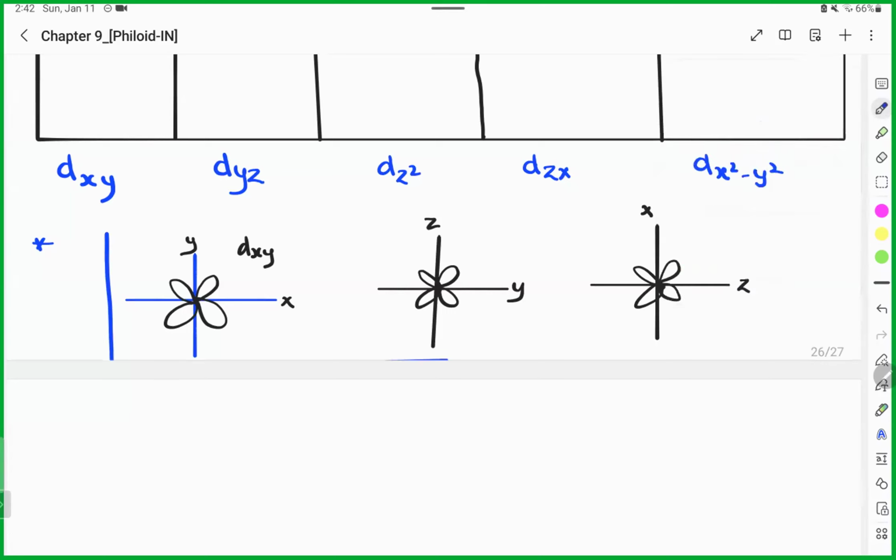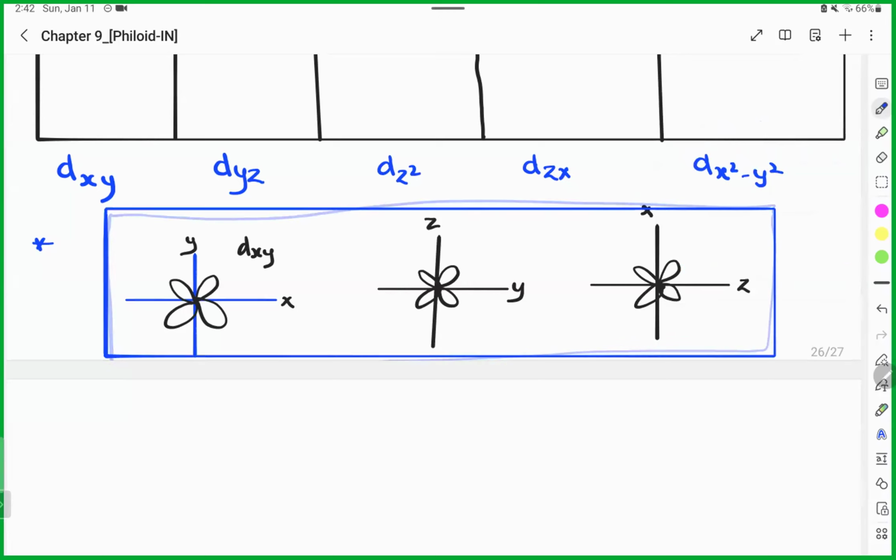Such orbitals between the axes are known as T2g. So if somebody asks what is T2g, T2g contains three orbitals and all three orbitals will have exactly the same energy.